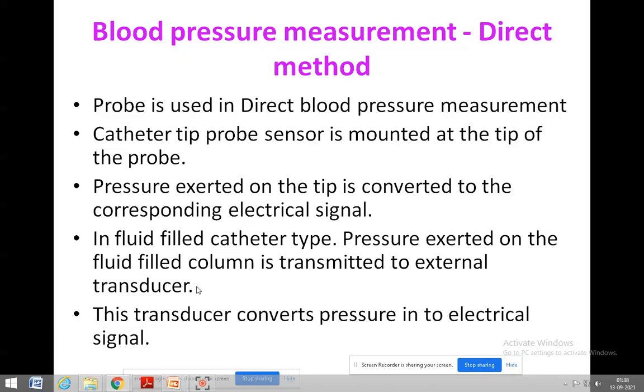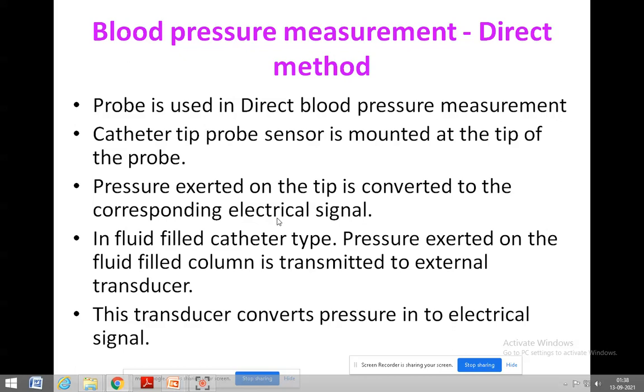So the catheter tip will be used for measuring the heart muscle's biosignal, which will be placed in the probe sensor. Here the pressure exerted on the tip will be converted into a corresponding electrical signal, because the catheter tip is used only for measuring the biosignal. Using the biosignal, you will be converting it into the corresponding electrical signal by using a transducer. Transducer is nothing but your electrodes.